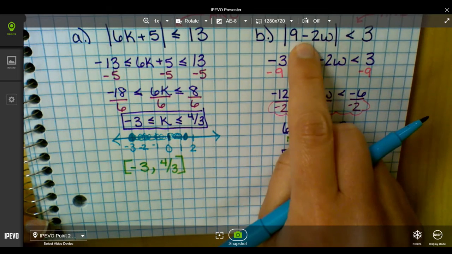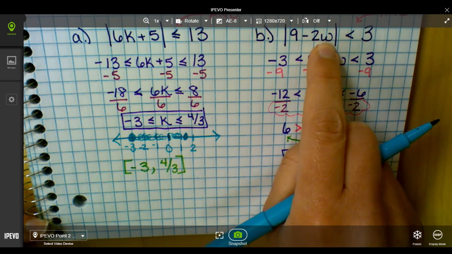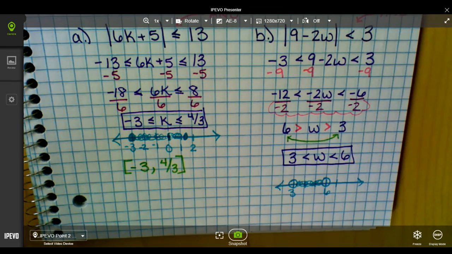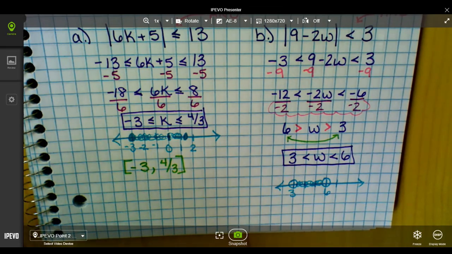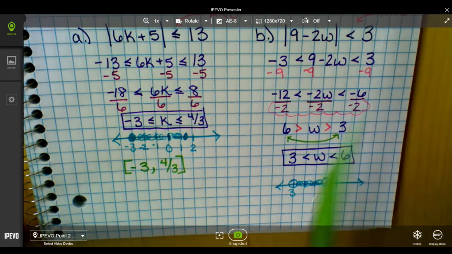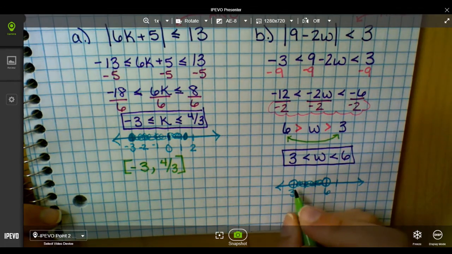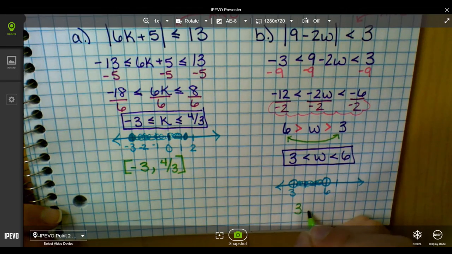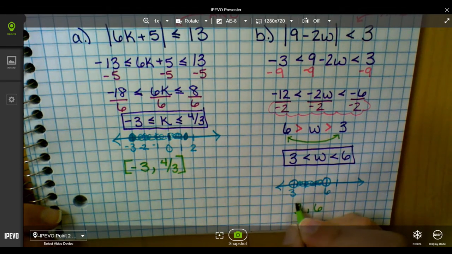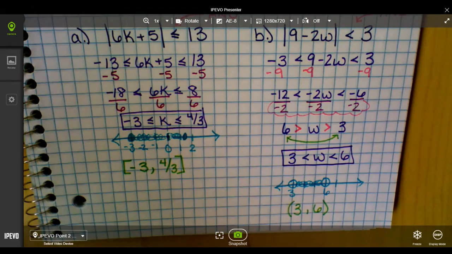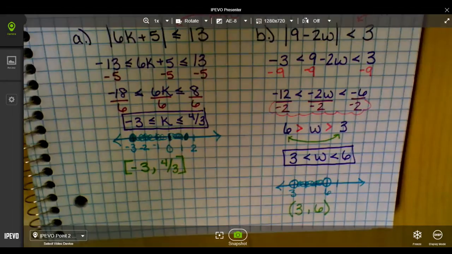So if I do 9 minus 2 times 4, 9 minus 8 is 1, absolute value of 1 is just 1, and 1 is less than 3. So if you're ever unsure if you did it right, just take a number that you shaded in and plug it back in and see if it works. Then I am just going to read my number line. So I'm starting with 3 and I'm ending with 6. They both have open circles, so that means they both get parentheses. All right, let's do 2 more examples.